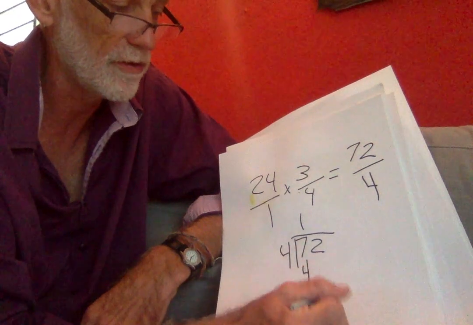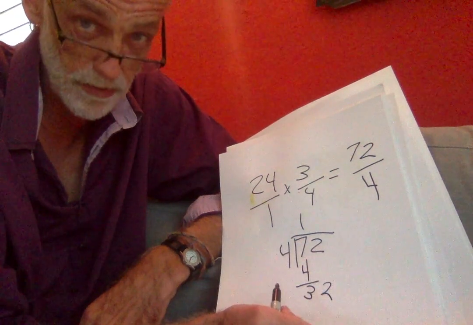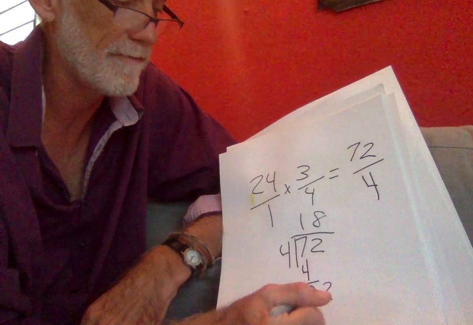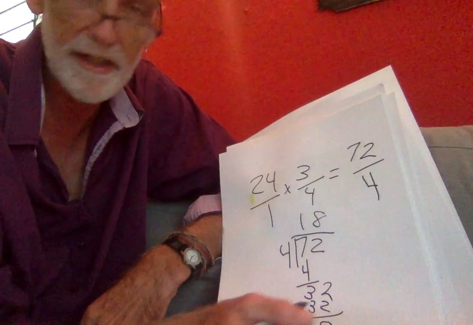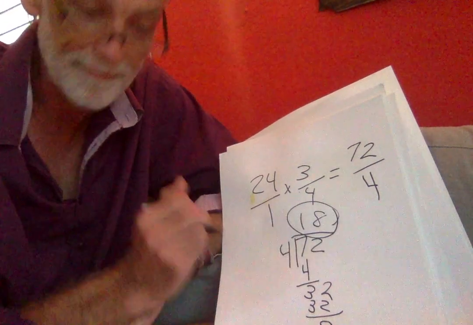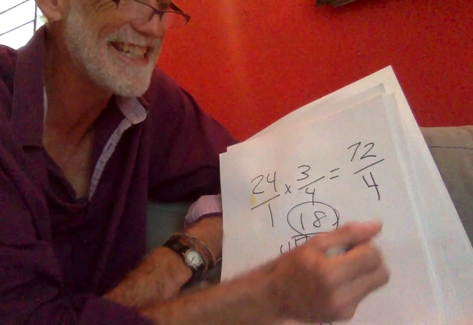Bring down the 2, 4 goes into 32, 8 times. No remainder. Excellent. Our answer is 18. Answer number 7 is 18.